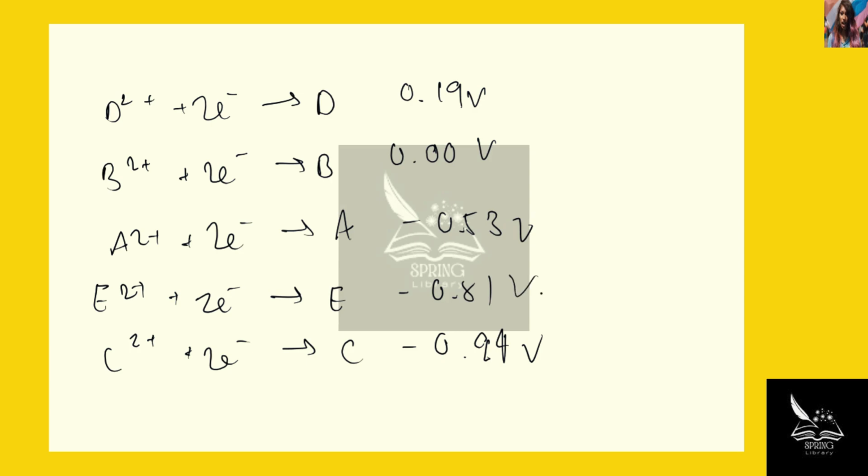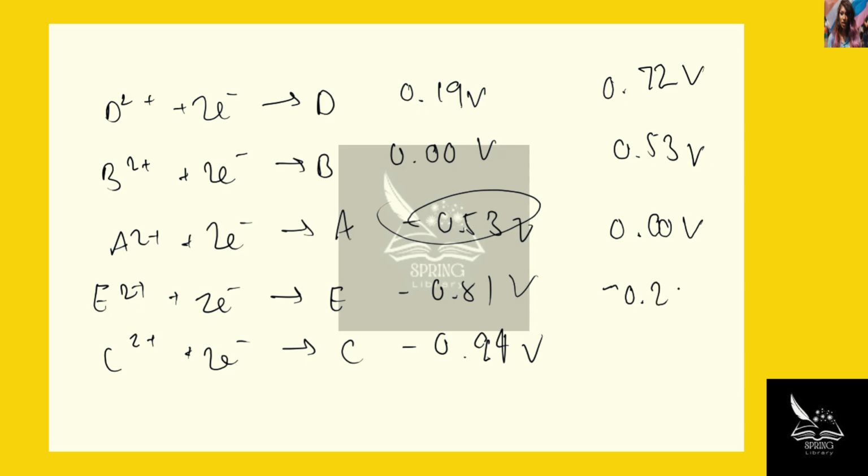So because A2+ plus 2 electrons to generate A is in the middle, we assume this is 0, and then we can rewrite our values as 0.72 volts, 0.53 volts, 0.00 volts, negative 0.28 volts, negative 0.41 volts, where we've just added 0.53 volts to all of our values here.